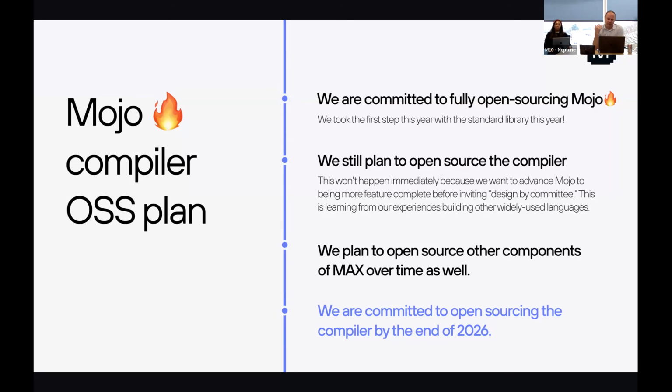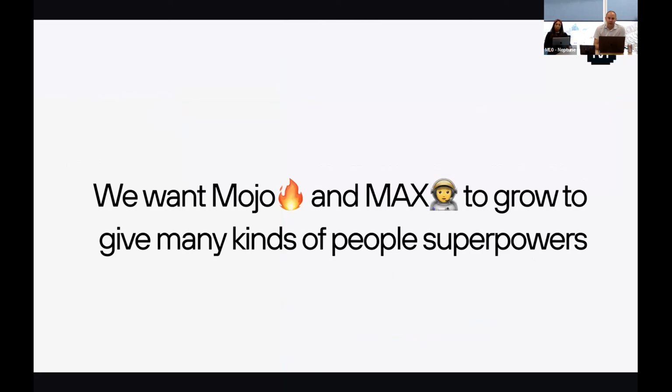And so we can move forward and you can have a little bit more assurance that we're actually going to do this at some point. And so I hope that's useful. But what we're trying to do is thread the needle between letting this thing grow up and doing it the right way and continuing to evolve and iterate, but also making sure that we're committed to this. And so our goal between both Max and Mojo is we want to give lots of people superpowers.